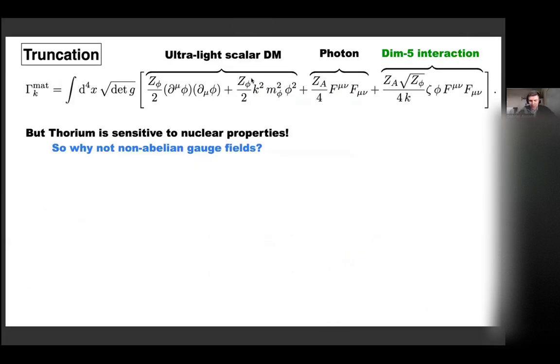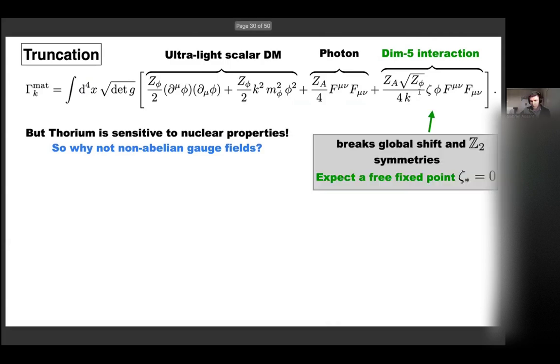So we wrote down some truncation and we did some FRG computation. So now I come to this FRG computation. It's a simple truncation with essentially a Euclidean gravity-matter system with some scalar field, which is a massive ultralight scalar dark matter candidate, photons, and a dimension 5 interaction, a little bit structured in the same way as these dilatonic couplings. But then you would tell me, okay, Gabriel, very good, but you just told me that thorium clocks are sensitive to nuclear properties. So why are you not coupling this to gluons also?